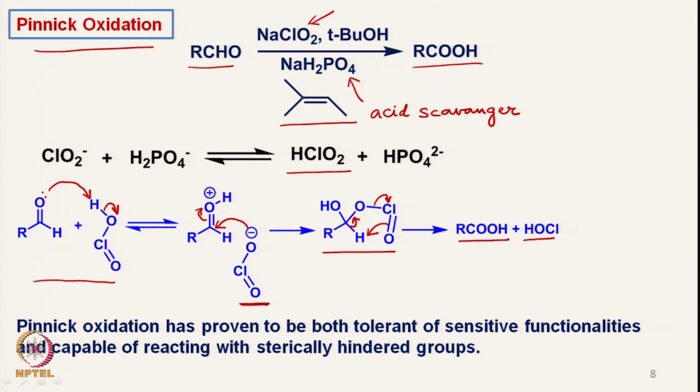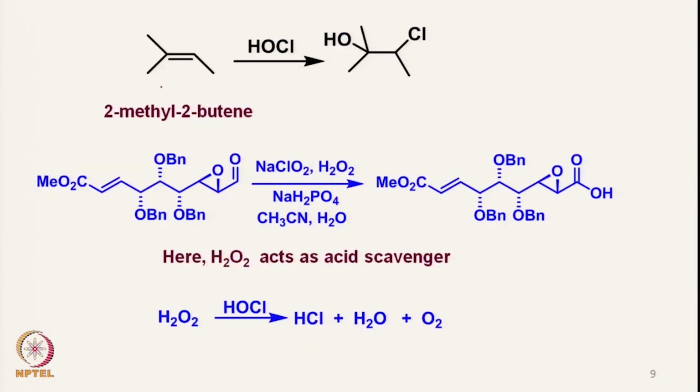This is called Pinnick oxidation and has proved to be both tolerant of sensitive functionalities and also capable of reacting with sterically hindered groups, because it is a very sterically unhindered reagent and therefore the oxidation occurs readily. Now what happens to this hypochlorous acid? It reacts with the 2-methyl-2-butene, where addition occurs, and this is how the chlorohydrin is formed.